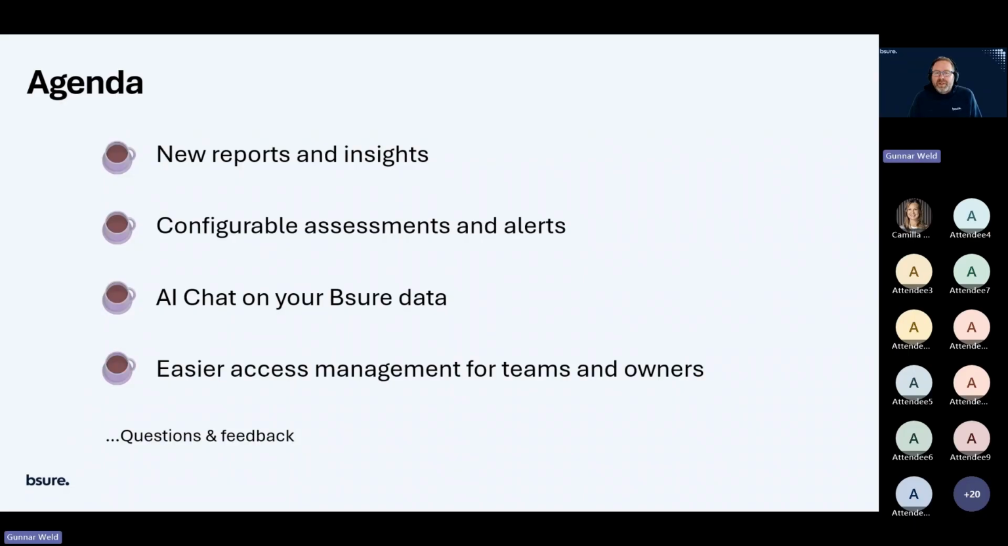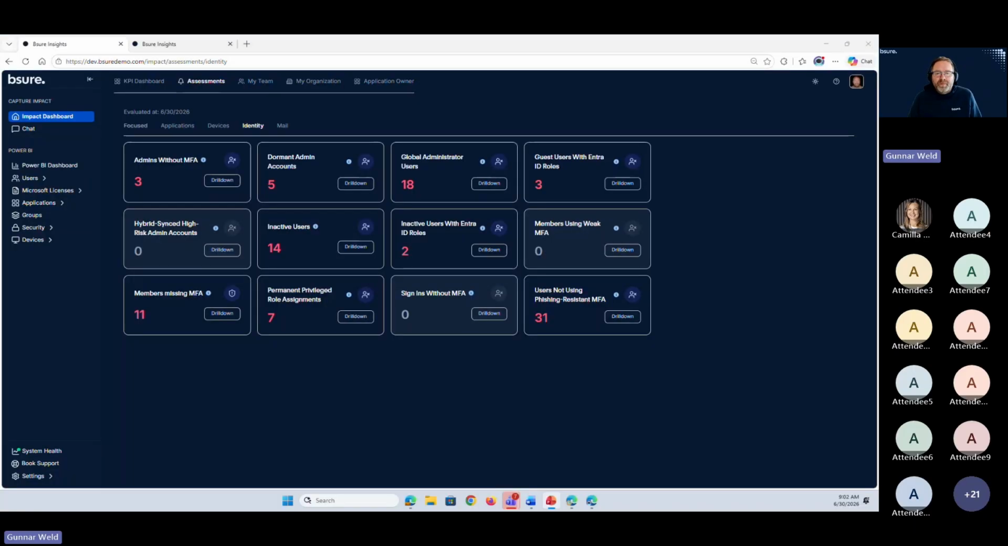We made it easier for you to give your organization access to My Team, My Organization, and Application Owner features. We have around 20 minutes for the walkthrough, and after that, we will try to answer your questions and feedback, either from the Q&A or the chat. Feel free to ask questions or give us feedback. Some of the released capability is a direct result of feedback in our previous Bsure brief.